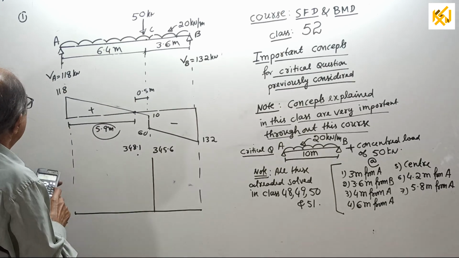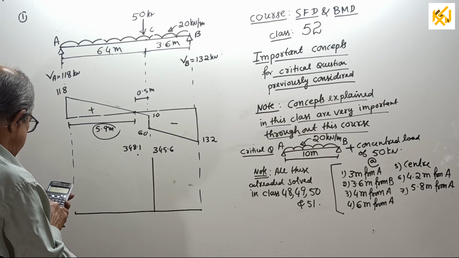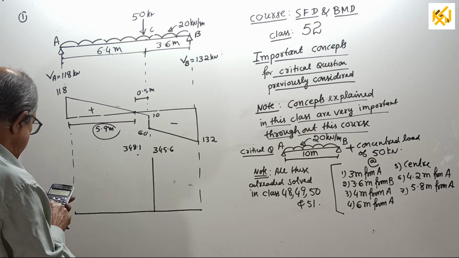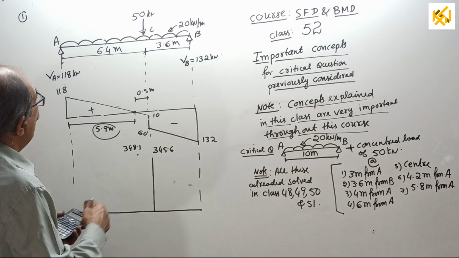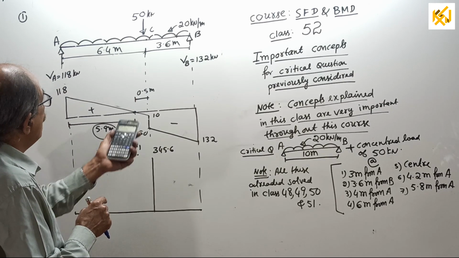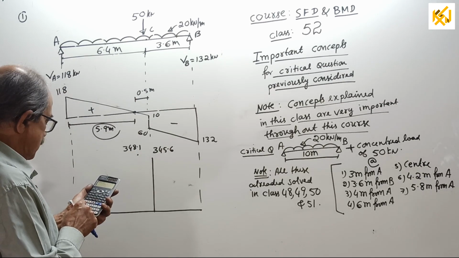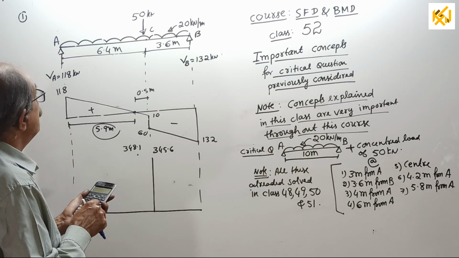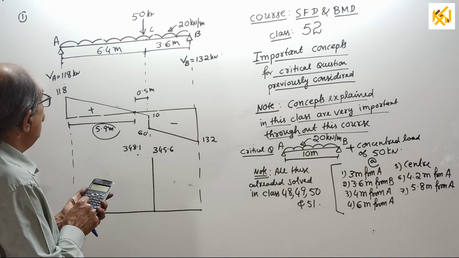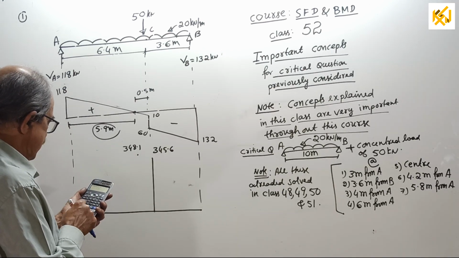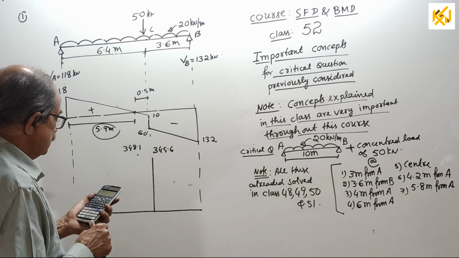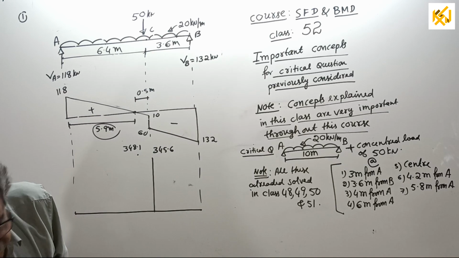348.1. I check. 118 into 5.9 minus 20 into 5.9 into 5.9 by 2 is 348.1. Okay. Or if I do it from that side, the safer side: 132 into 3.6 plus 0.5, which is 4.1, minus 20 into 4.1 into 4.1 by 2, minus 50 into 0.5. 348.1, correct?